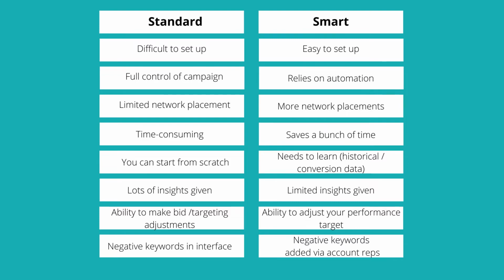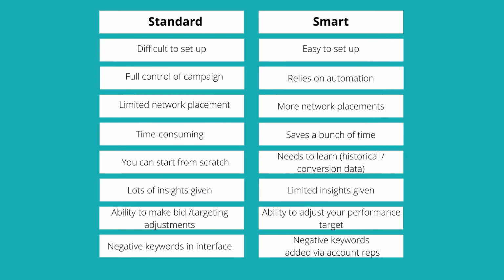With standard, you can start from scratch. With smart, we didn't discuss this, but the system needs to learn, so it needs historical conversion data for it to be able to operate properly. With standard, you get a lot of insights, whereas smart, you get almost nothing. With standard, you have the ability to make bid and targeting adjustments, and with smart, you have the ability to adjust your performance target, and that's pretty much it. Last but not least, with standard shopping, negative keywords are in the interface, and with smart, negative keywords actually have to be added by a Google account rep.